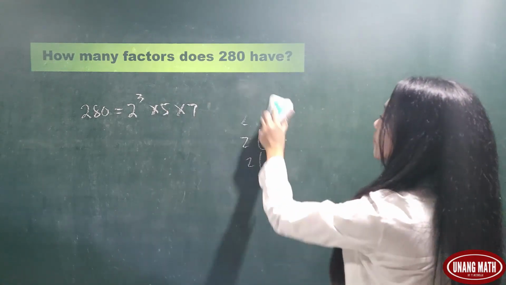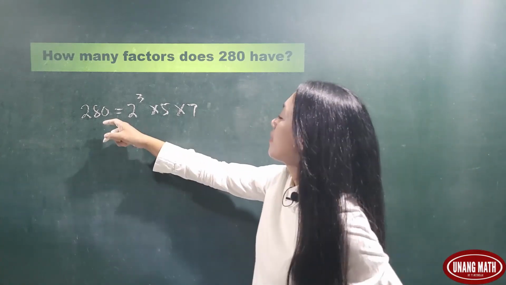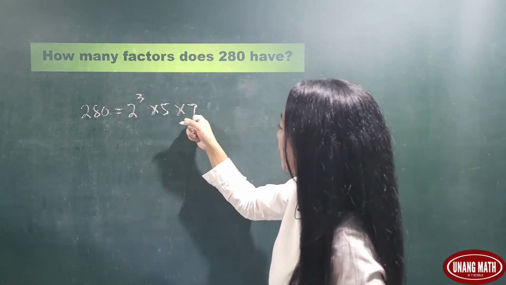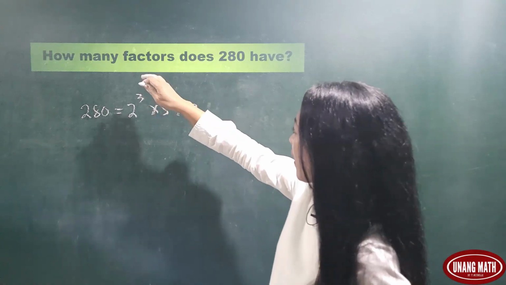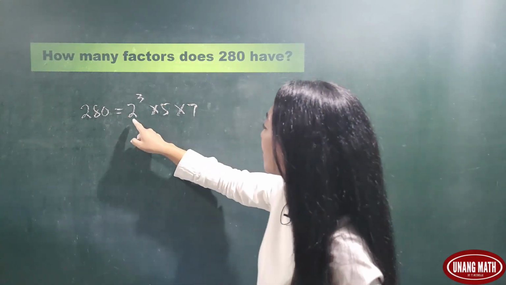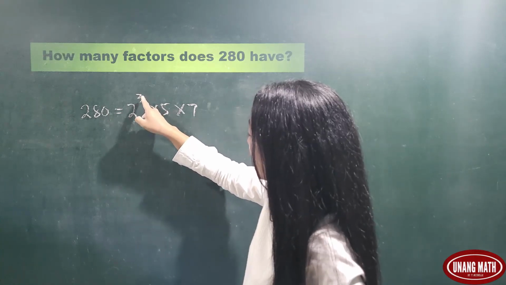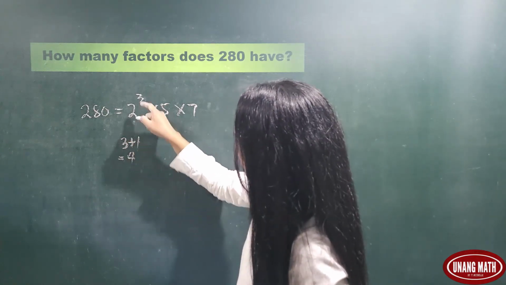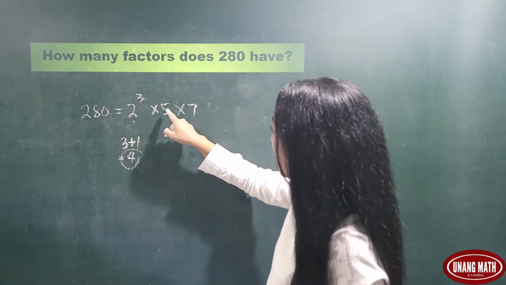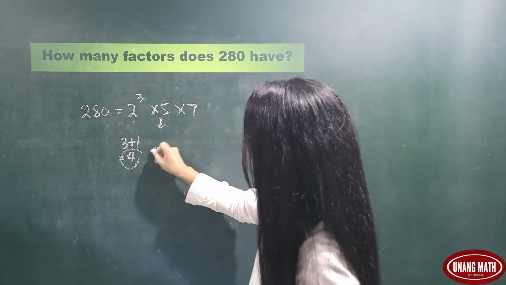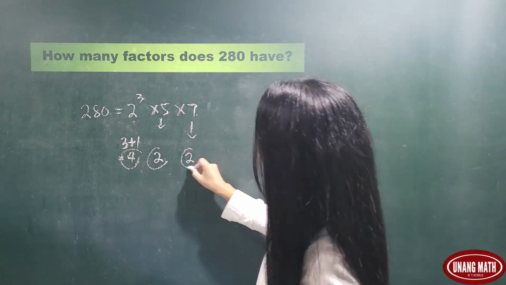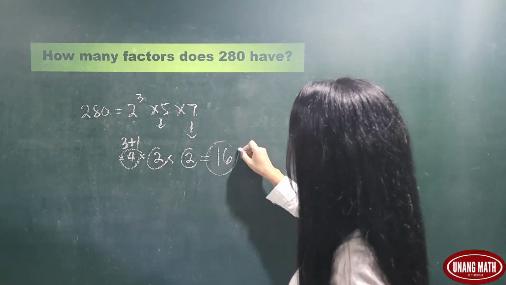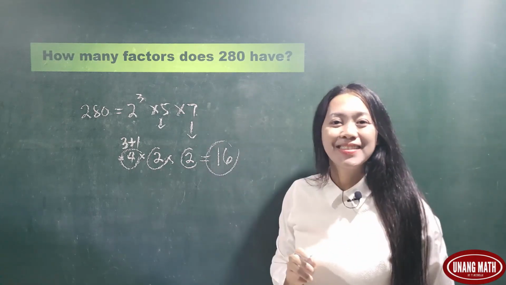This means that all the factors of 280 are equal to all the factors of 2 raised to the power of 3 times all the factors of 5 times all the factors of 7. The question is, how many factors does 280 have? 2 raised to the power of 3, the exponent is 3. So 3 plus 1. So 2 raised to the power of 3 has 4 factors. 5 has 2 factors. 7 has 2 factors. So 4 times 2 is 8, times 2 is 16. So the answer is 16. 280 has 16 factors.